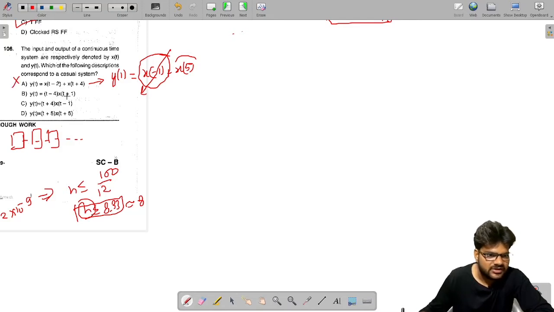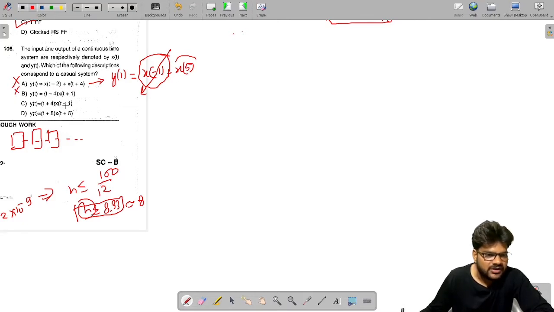Similarly, in this case t plus 1 is there. So again this is not causal. How? You can check out. So y(1) at t equals to 1, if you put, this will become x(2). So at t equals to 1 we are finding output, and input is at 2. So output is depending on future value of input. So this is not causal.